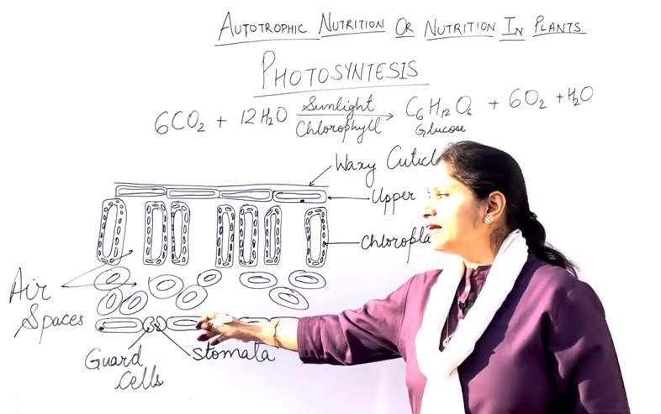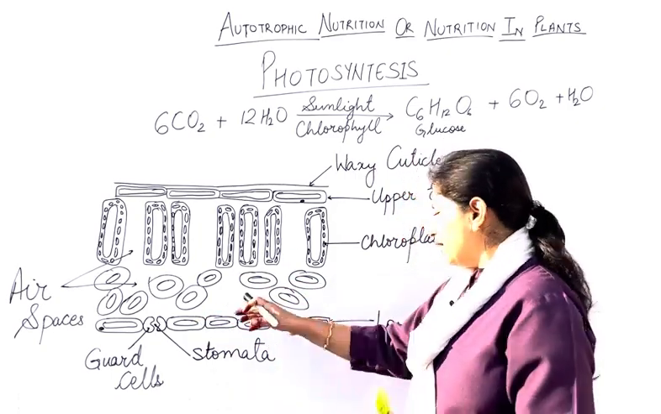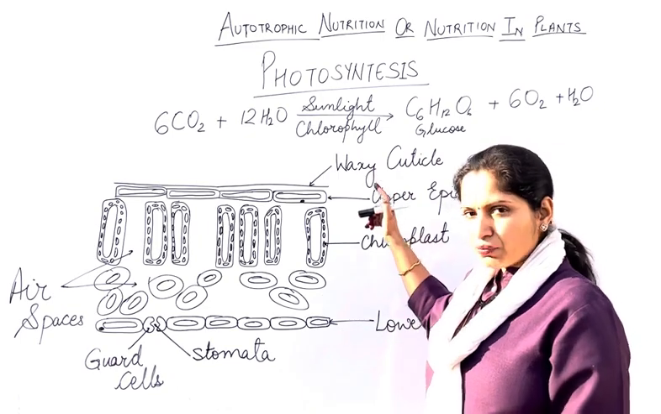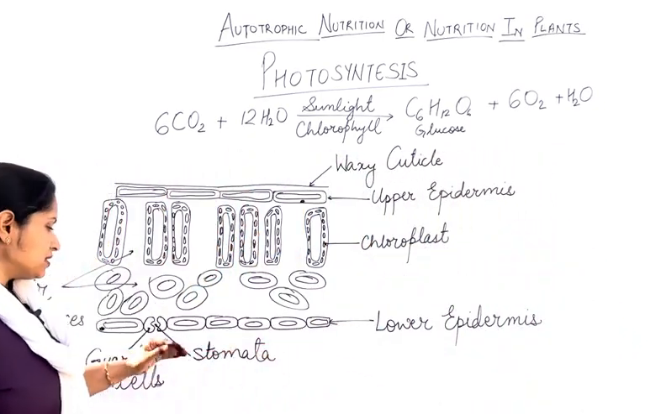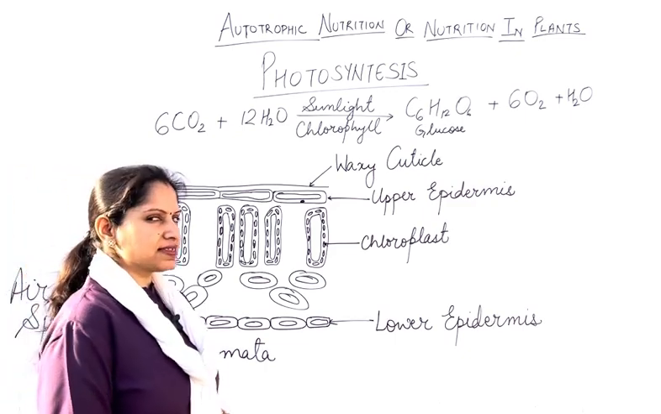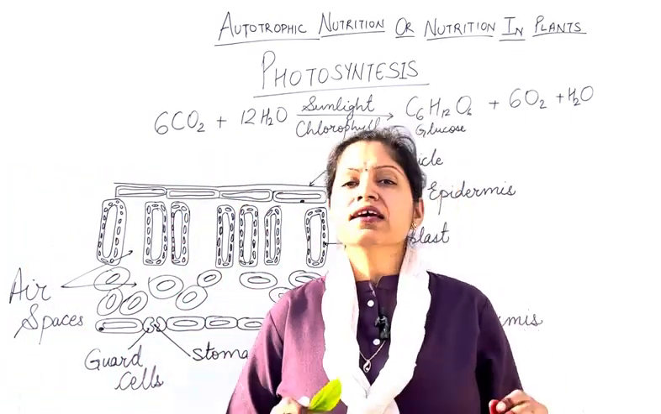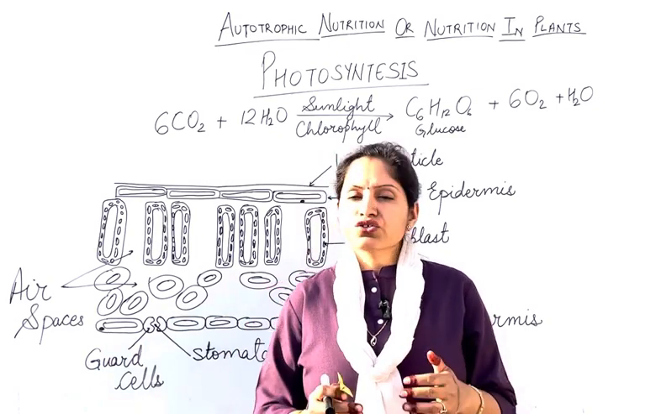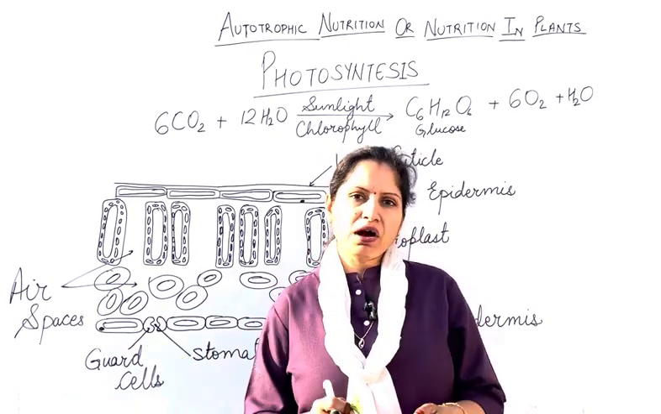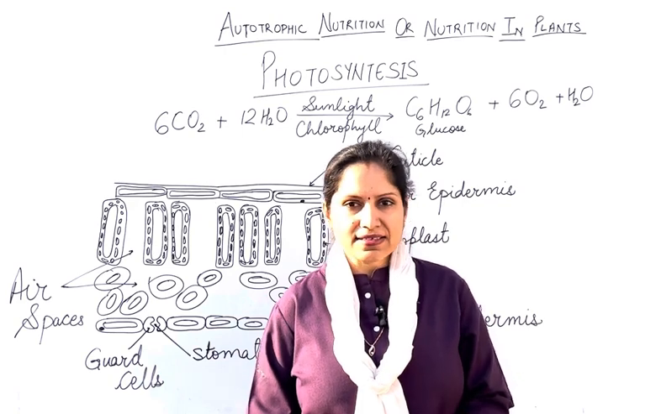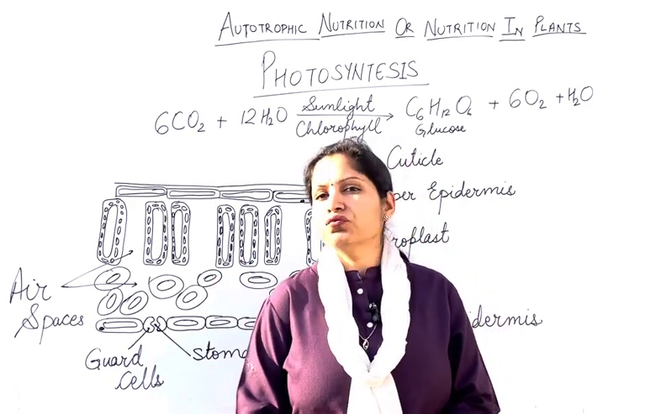Apart from that, the last layer is the lower epidermis. The upper one was the upper epidermis and the last layer is the lower epidermis. And this lower epidermis has something very important. It has guard cells that are guarding the stomata. We'll talk in more detail about the stomata and the guard cells later on, but let's first revise the steps of photosynthesis.